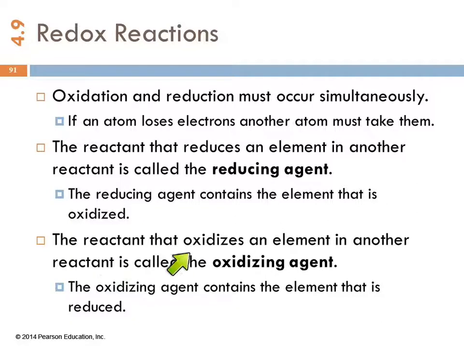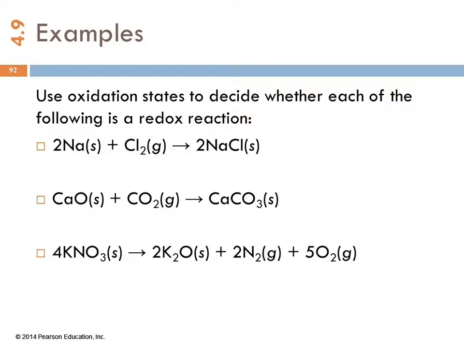The reactant that oxidizes another element is called the oxidizing agent. The oxidizing agent becomes reduced. This one is so easy to get backwards. Let's look at some examples here. Use oxidation states to decide whether each of the following is a redox reaction.